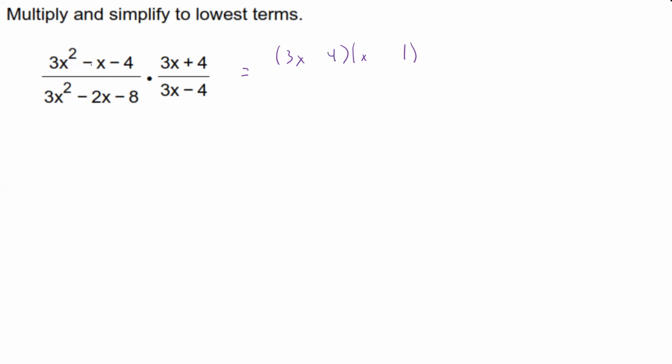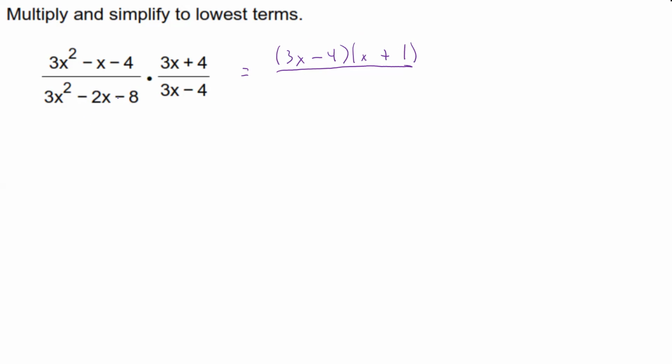Has to be a minus x. So the bigger one would be this one. This would be the smaller one, so that would be plus. Now that's 3x squared minus 4x plus 3x. This is going to be minus x and minus 4. So that one checks out.